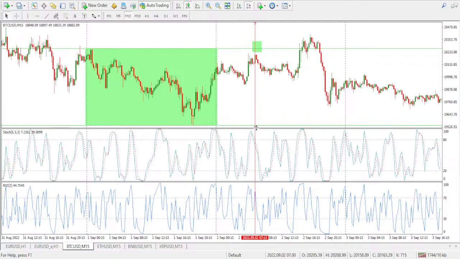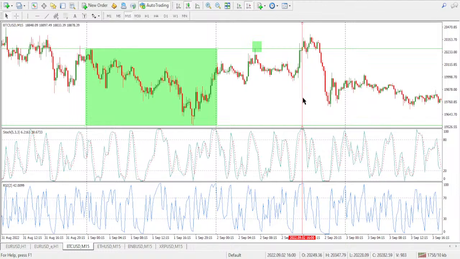So that's not true here. We have the price touching this level, but the stochastic is below 80, but the RSI is above 70. So this is not a very good one. The next example is this one.